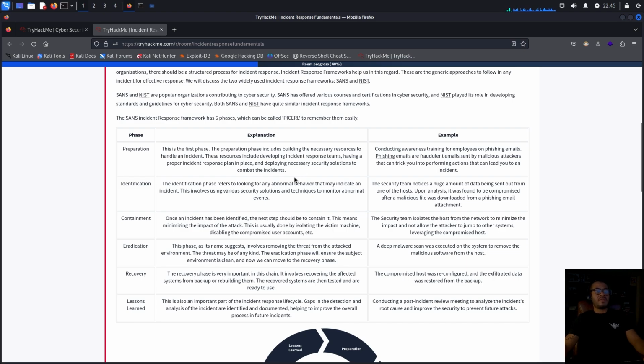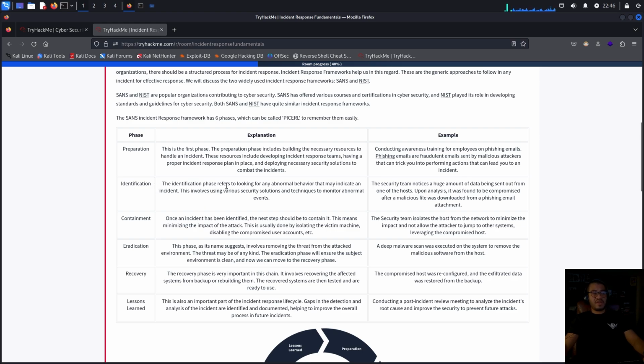The preparation phase includes building the necessary resources to handle an incident. These resources include developing incident response teams, right? Having a proper incident response plan in place and deploying necessary security solutions to combat the incidents. An example of this would be conducting awareness training for employees on phishing emails. Phishing emails are fraudulent emails sent by malicious attackers that can trick you into performing actions that can lead to an incident.